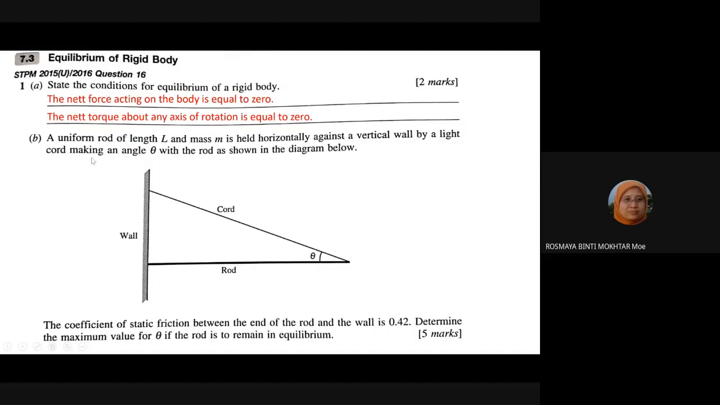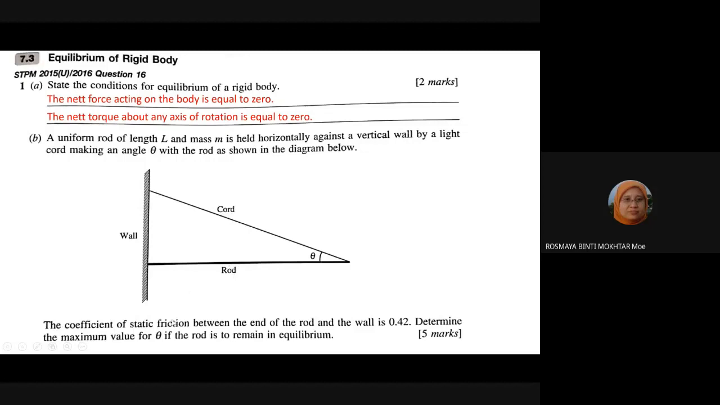Part B. A uniform rod of length L and mass M is held horizontally against a vertical wall by a light cord, making an angle theta with the rod as shown in the diagram below. The light cord means we can ignore its mass. Sorry, this is a light cord, not a rod. So we can ignore the weight of the cord and only take into consideration the weight of the rod.